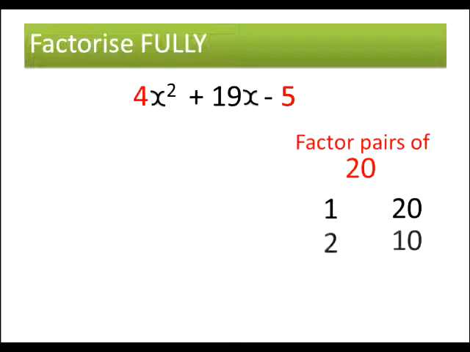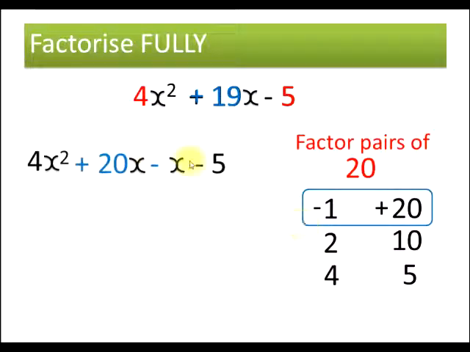So we have 1 and 20, 2 and 10, and 4 and 5. And just like last time, we're saying which pair, 1, 2, or 3, can I use to make 19? Clearly it's 1 and 20. And to make a positive 19, I have to have a positive 20, take away a 1. So instead of writing it like this middle blue term, I'm going to write it using these two terms. So I've chosen to write the 20 first, and in the previous video I did show you why it doesn't matter which of these two terms I write first.